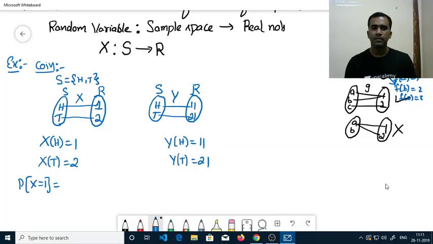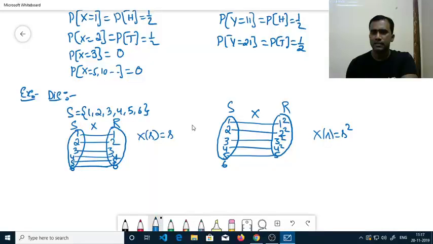How did we get this 1 value? X equal to 1 we got because of the mapping from head to 1. So since the probability is of head, the same probability will be mapped onto 1 also. So the probability of x equal to 1 is the same as the probability of getting a head, which is equal to half. Based on our mapping, the probabilities also will get mapped accordingly. Similarly, probability of x equal to 2, the random variable value, take x square.